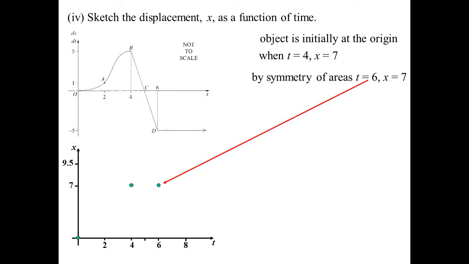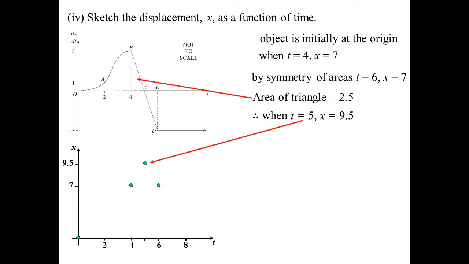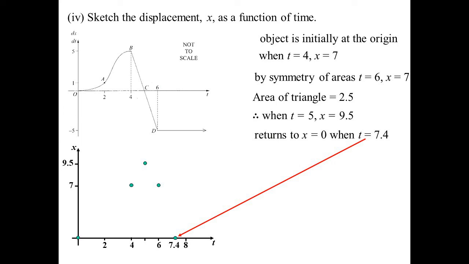Now by symmetry, remember, the area of those triangles are equal, so we know that at t equals 6, it must be back at x equals 7. The area of the triangle we can work out. It's 2.5. So therefore, when t equals 5, x is 9.5. It returns to x equals 0 at 7.4.